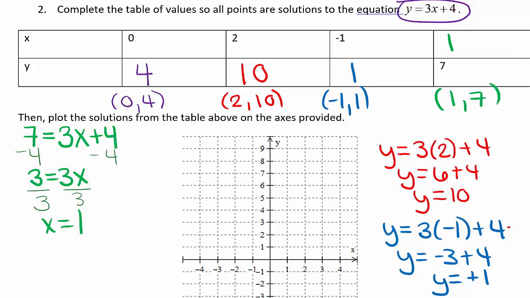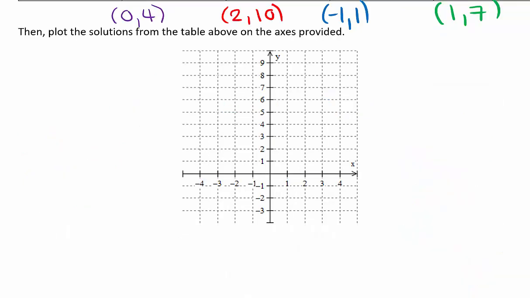Again, if you're given the x, you can plug that in and solve for y. And the same is true if you're given a y value, you can plug that in and solve for x. So now let's take these solutions and plot them in our coordinate system. The horizontal axis is the x-axis, or the x values. The vertical axis is the y-axis, or the y values.